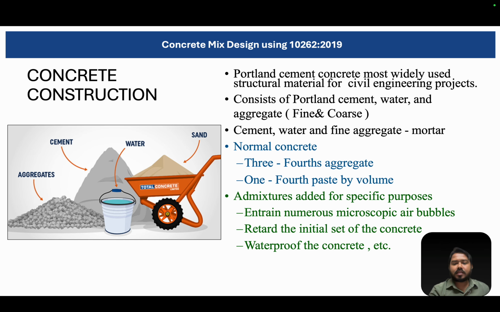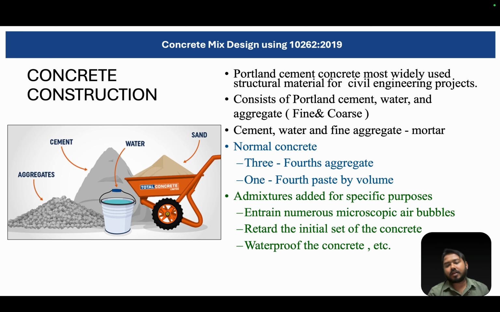If we take three things, cement, water, and fine aggregate, we call it mortar. In concrete, mostly we take a larger proportion of coarse aggregate, so that the aggregate portion is more than the paste volume. That's why three-fourths aggregate is required, out of which one-fourth is paste volume. That means to make an equal volume, we require both paste as well as aggregate, so that we have a good combination of mixes.